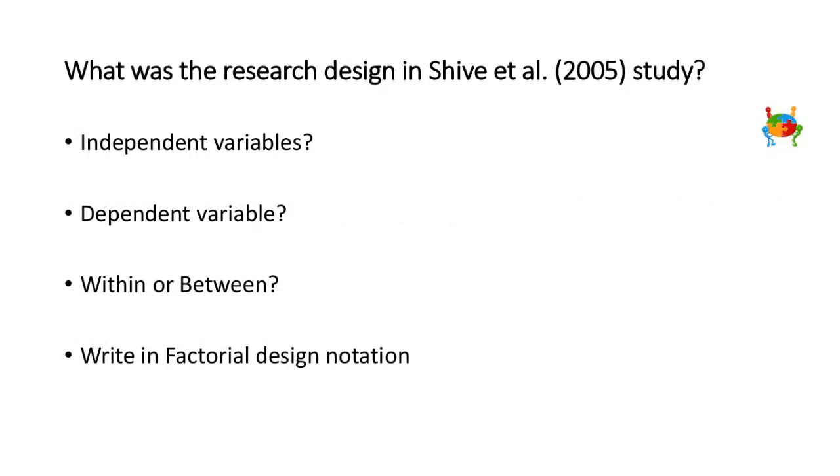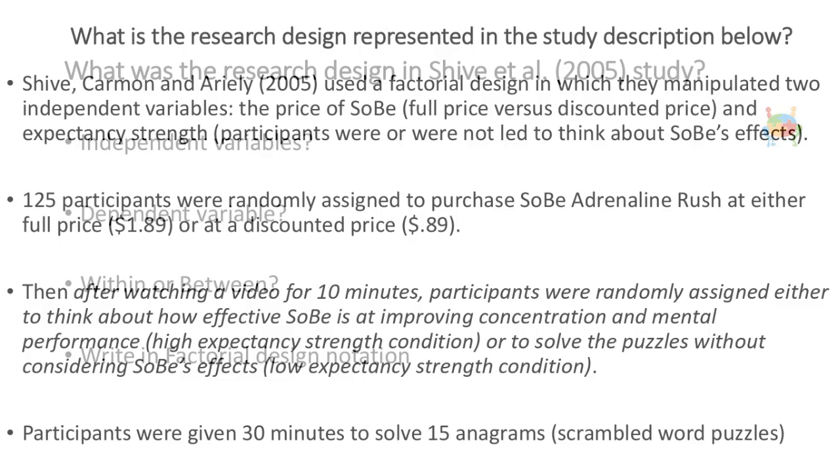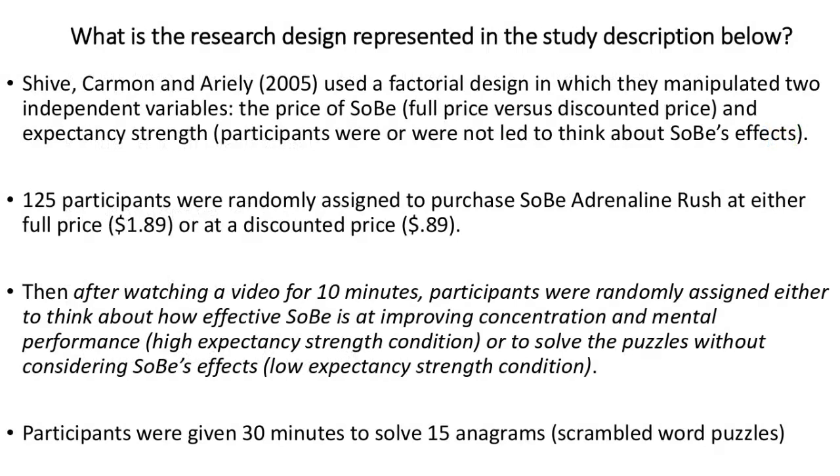So what do you think the independent variables in the Shiva et al. 2005 study were? Oh, maybe I should show it again. So what do you think the independent variables were? And so for price and expectancy strength, are they within subject variables or between subject variables?